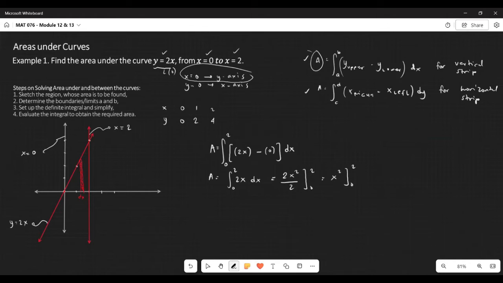Now, to get the actual area of our function, evaluate the integral. So A is equal to, upper limit first. In our x squared, substitute 2. Therefore, 2 squared minus the lower limit 0 squared. Therefore, our area will be equal to 4. Don't forget our unit. Therefore, our area will be equal to 4 square units.